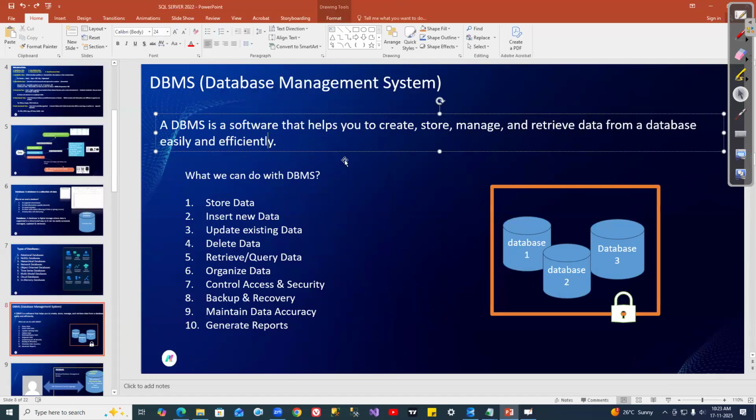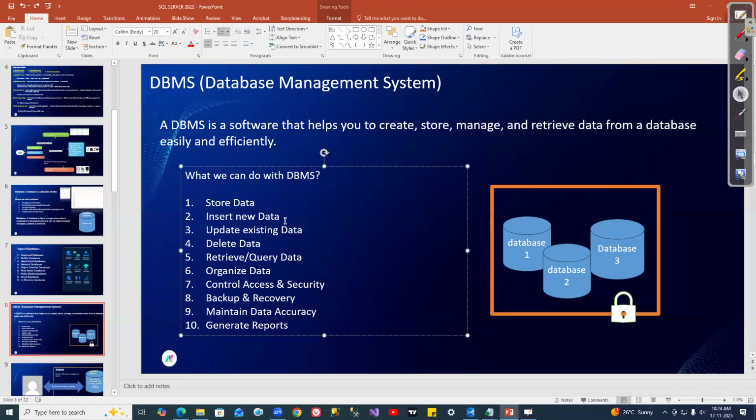Now, database management system. I already told you, it is a software that helps you to create, store, manage, and retrieve data from a database easily and efficiently. It's a software through which we can manage our databases. We can store data, insert new data, update existing data, delete data. We can perform all these operations on the database using a database management system.